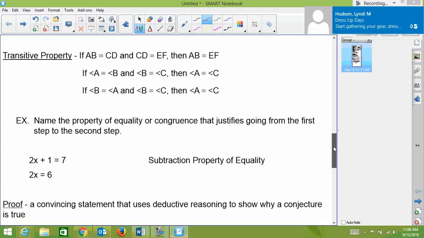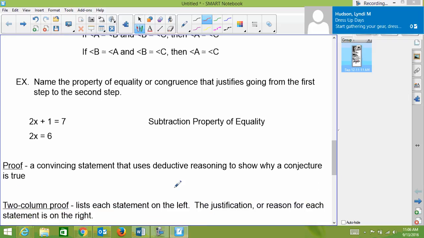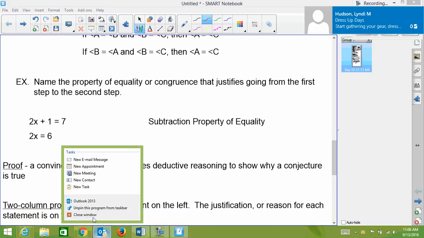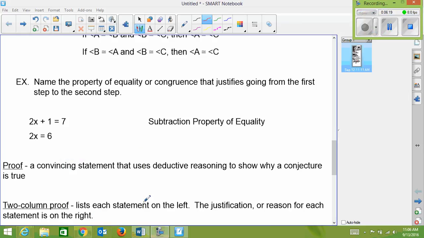So here we're going to name the property of equality or congruence that justifies going from the first step to the second step. So ignore that I already have the answer here. Look at the problem. 2x plus 1 equals 7. How did I get to the next step, which is 2x equals 6? I subtracted 1 from both sides. I'm not showing the work, I'm just showing the steps. What property shows that? The subtraction property of equality, that if I subtract the same number from both sides, I end up with the same answer.